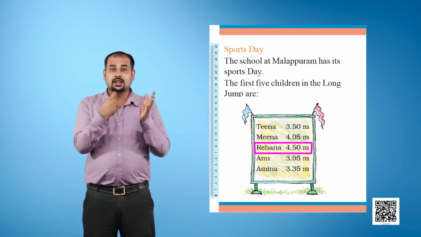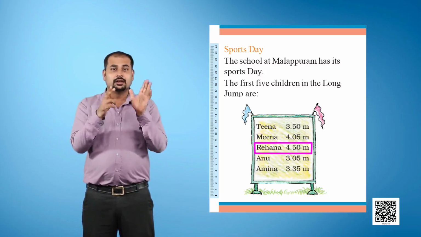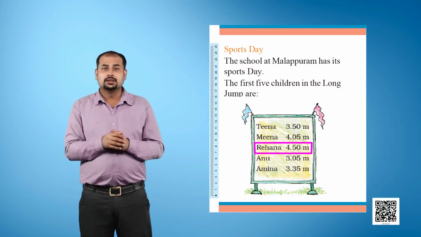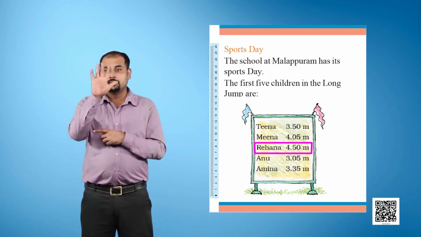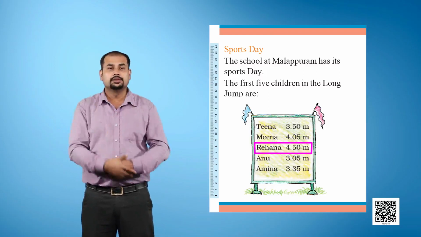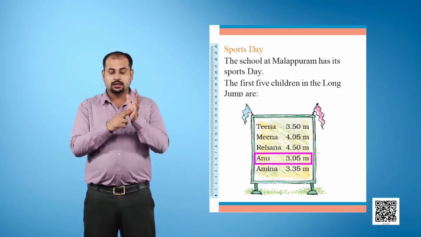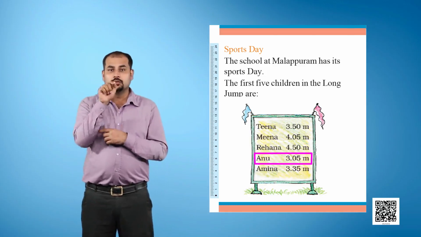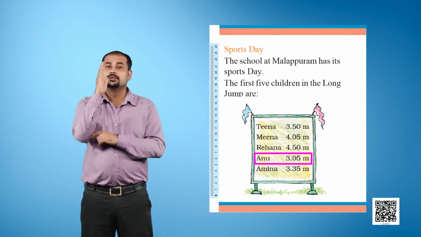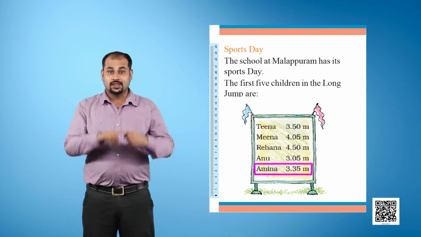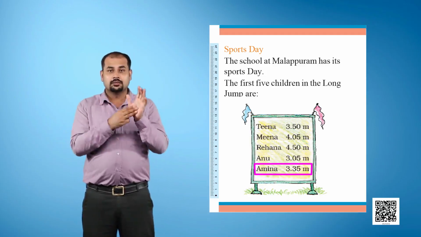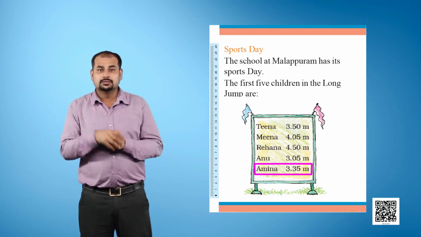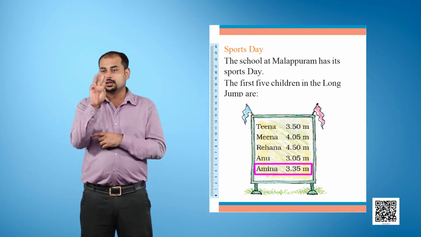Rehana, 4.50 meters, Anu, 3.05 meters, and Amina, 3.35 meters.